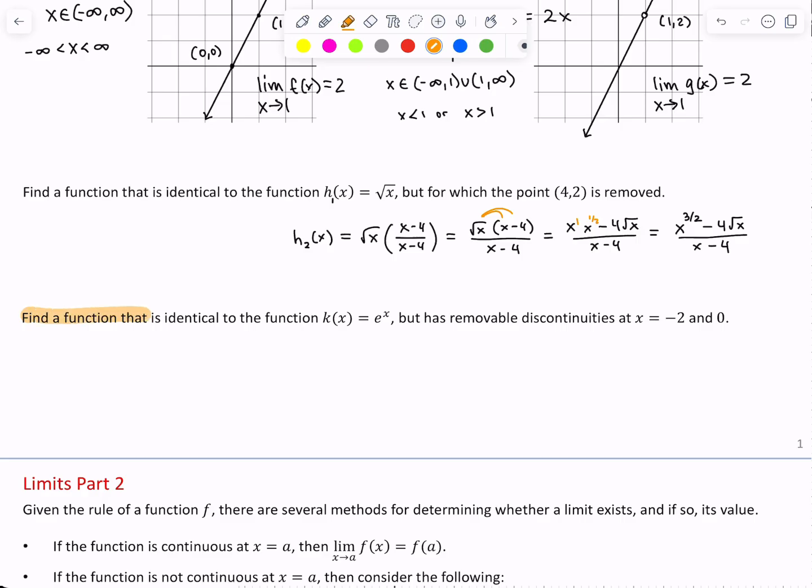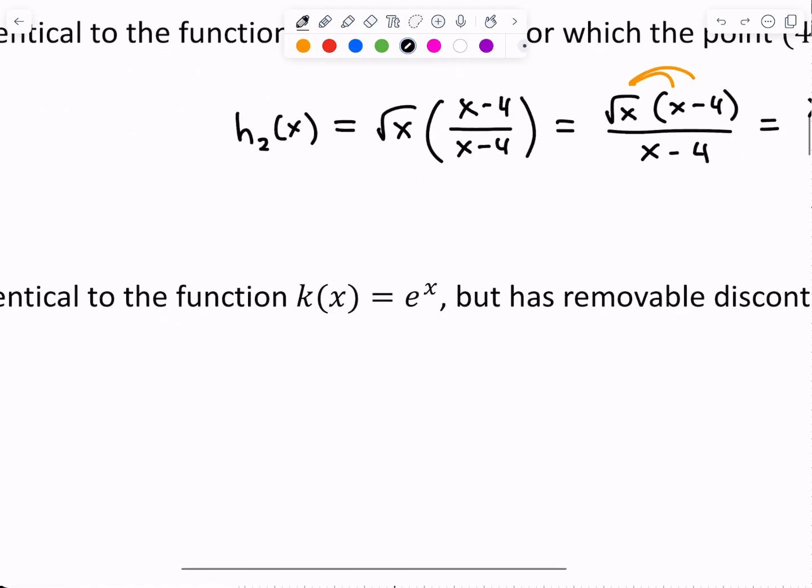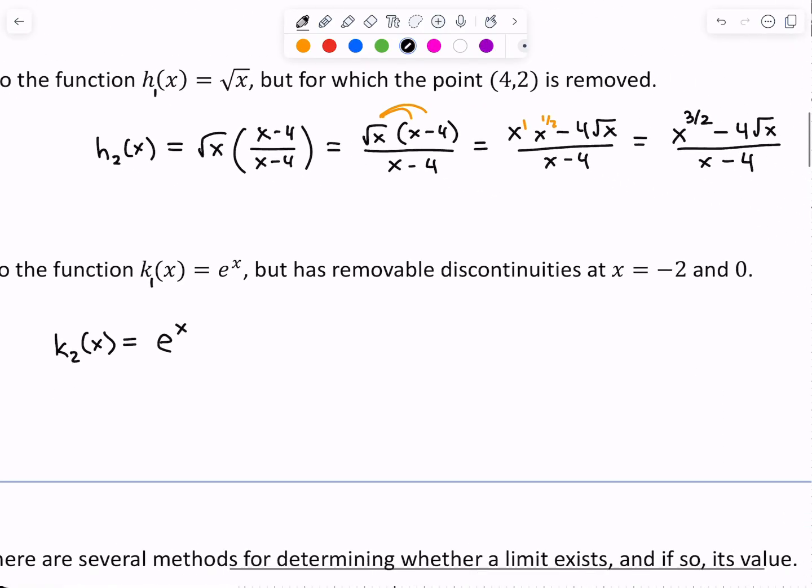Now find a function that is identical to the function k of x equals e to the x, but has removable discontinuities at x equals -2 and 0. So again, I will call this k sub 1 of x equals e to the x, and we're going to create a k sub 2 of x. To make this new function, we begin with e to the x, and we want to remove a point corresponding to when x is -2. So I would multiply e to the x by x minus -2 over another x minus -2. And that's just x plus 2 over x plus 2.